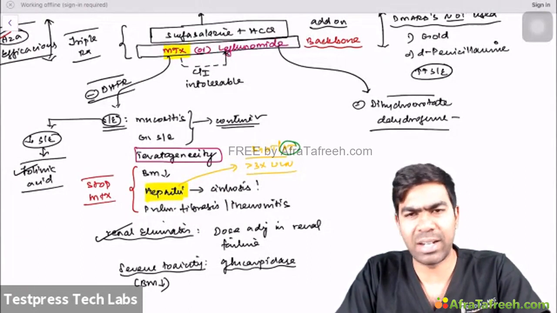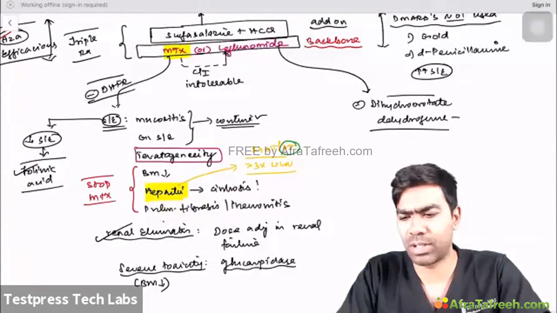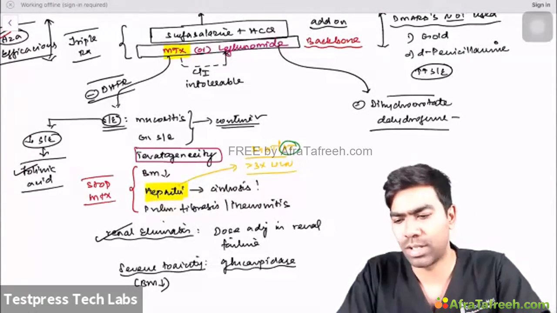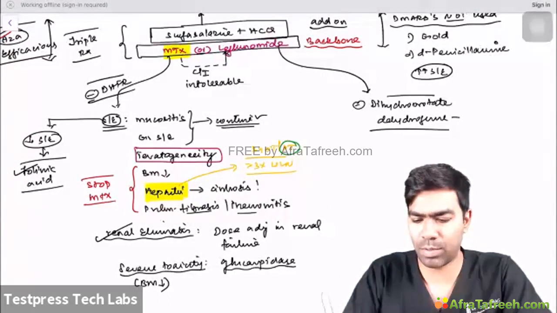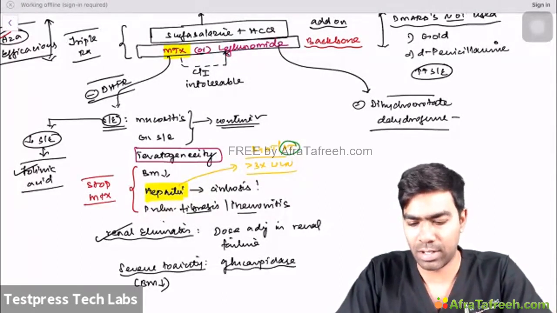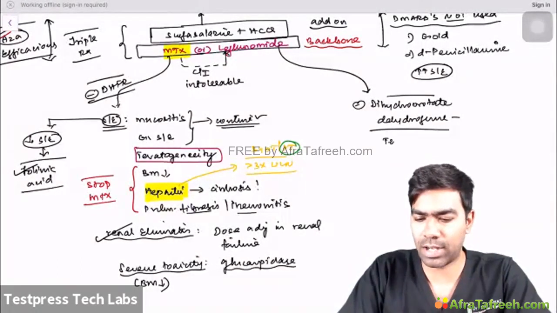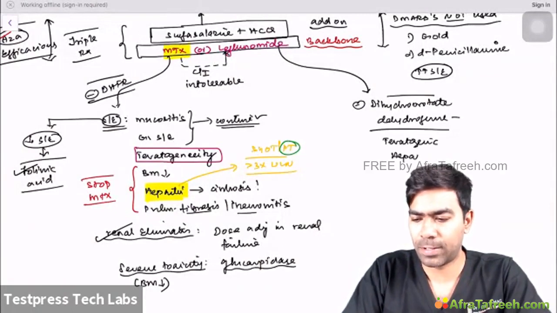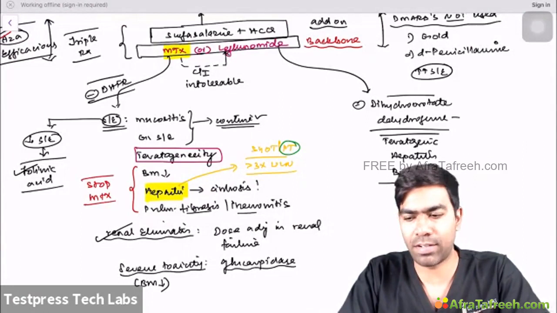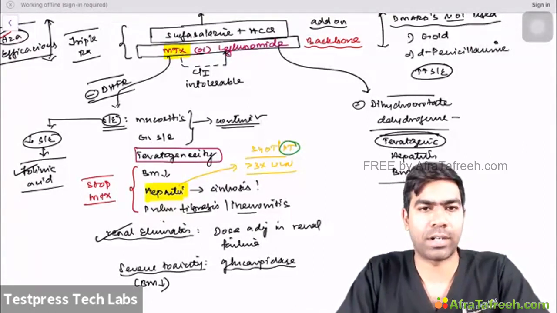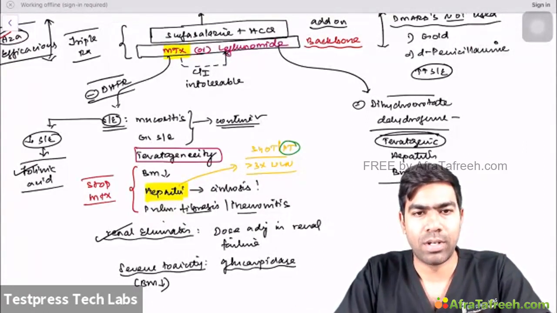Side effects are extremely similar to those of methotrexate. They can cause bone marrow suppression. They can cause hepatitis, but they won't cause pneumonitis and pulmonary fibrosis. More importantly, this drug can also result in bone marrow suppression. But compared to methotrexate, it is not that effective. And it's again contraindicated in pregnancy. You cannot give this drug.